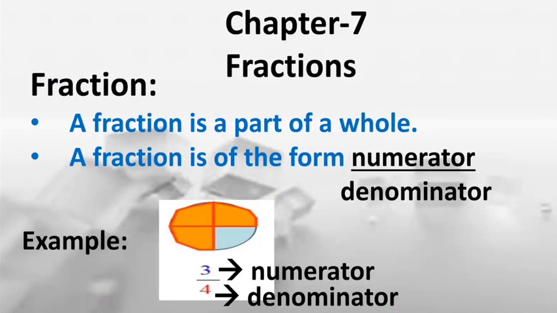Chapter number 7, fractions. Write the heading in black color. Fractions. A fraction is a part of a whole. A fraction is of the form numerator by denominator. Denominator is not equal to 0. So example is given, 3 by 4. The 3 is the numerator and 4 is the denominator.